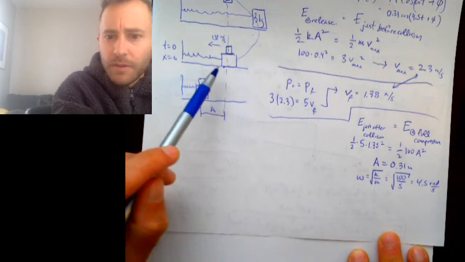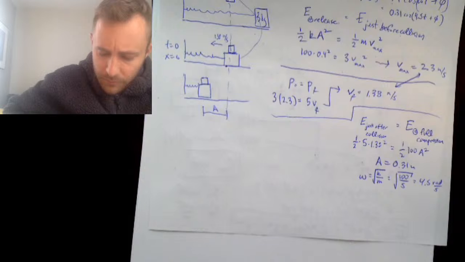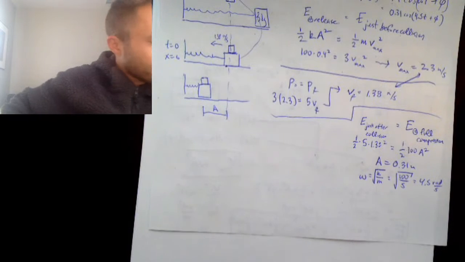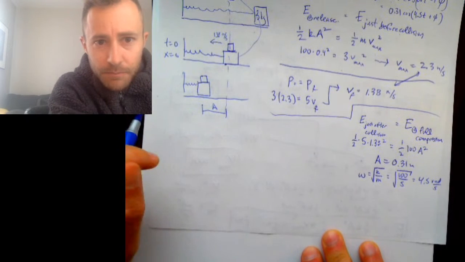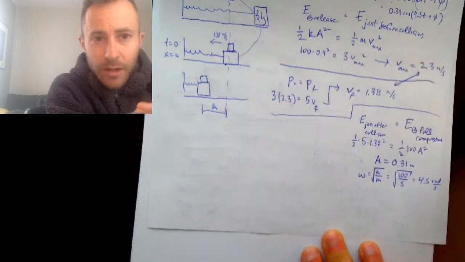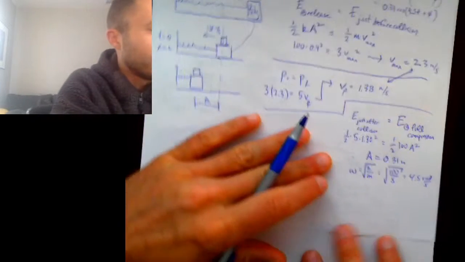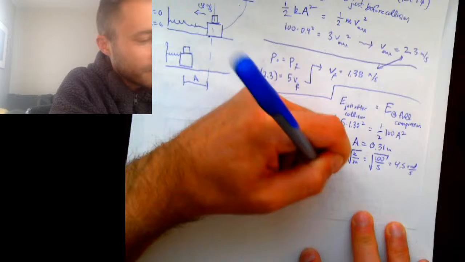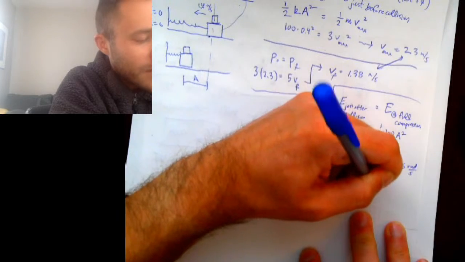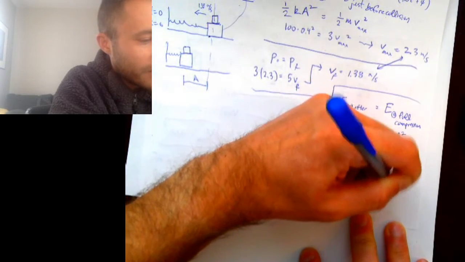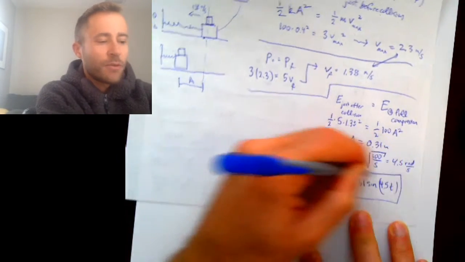And furthermore, it's going to the left. So negative sign goes to the left because it drops down to negative values of x. So this is going to be x of t equals negative 0.31 sine of 4.5 t. That will be the position as a function of time after the collision has occurred.